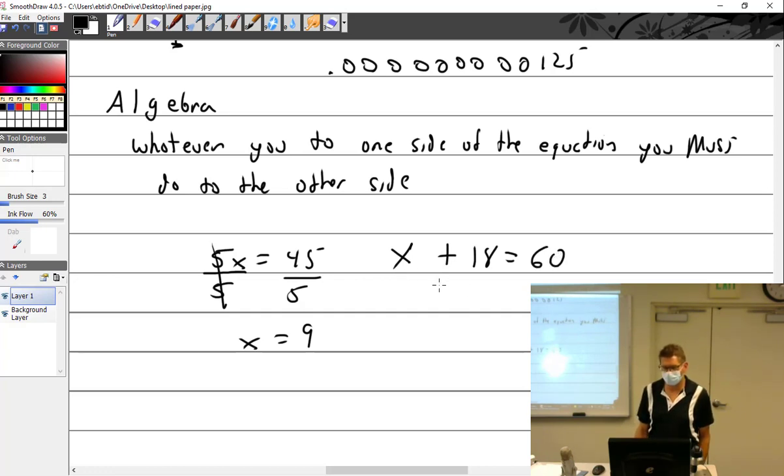Okay. If we have x plus 18 equals 60, how do we isolate the x on this side? Subtract 18. Okay, we take away 18 from this side. Well, now this side, what do we do? Subtract 18. Take away 18 from that side. Okay, so it's x equals 60 minus 18 is? 42. Thank you, 42. I love it when I hear that.